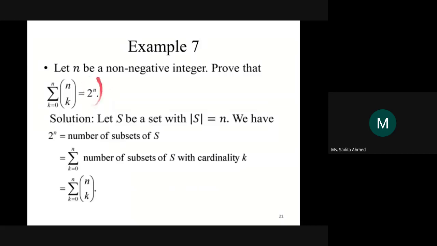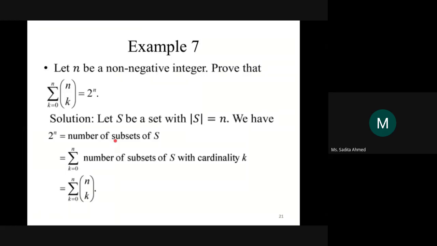Now we know that 2 to the power of n is equal to the number of subsets of S, given that the set S has a size n. This is something we already know, right? If S is a set where the cardinality, or the size of the set, is n, then 2 to the power of n is equivalent to the total number of subsets of S. We know this already. We will use this in order to prove this identity.